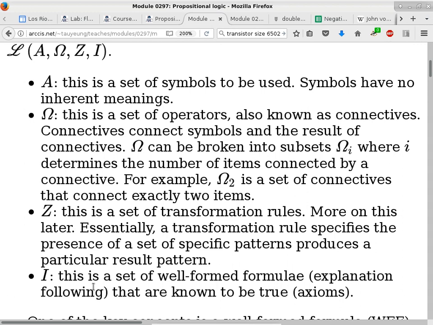And then iota is a set of well-formed formulae, we'll explain that later on, that are known to be true. In other words, these four sets define a particular propositional logic system for basically automated reasoning.